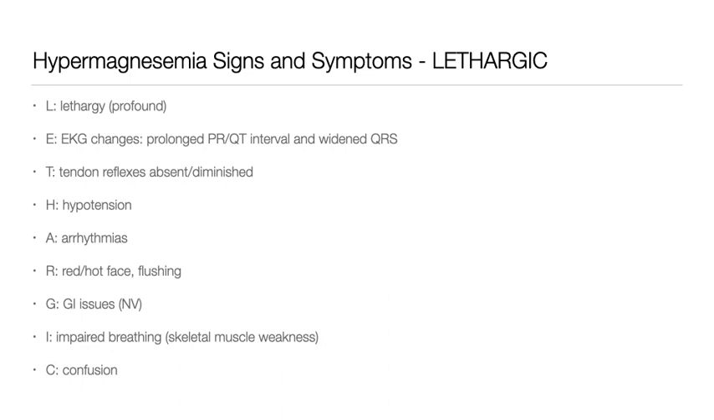Hypermagnesemia signs and symptoms would be LETHARGIC. That's going to be our acronym. L for lethargy, E for EKG changes, T for tendon reflexes absent or diminished, hypotension, arrhythmias, red hot face and flushing, GI issues with nausea and vomiting, impaired breathing might cause skeletal muscle weakness that affects the respiratory system, and then confusion.